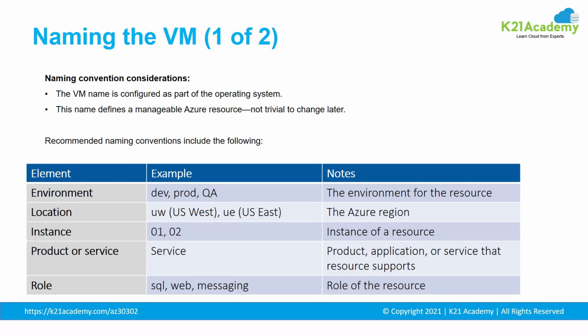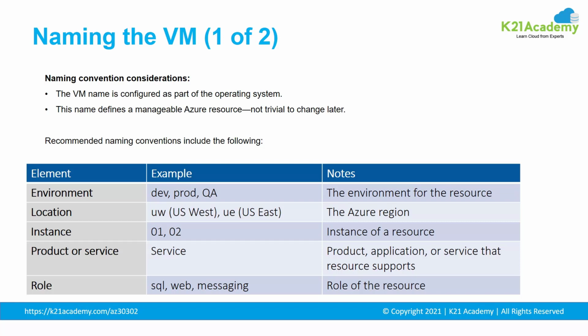That means that you should choose names that are meaningful and consistent, so you can easily identify what that VM does. A good convention is to include the parameters that you see on the screen right now. So include environment, like is it a dev, prod, or a QA VM? What is the location? The instance numbers, maybe you have multiple instances that are behind a load balancer or you have a backup. So you give proper numbering. You might have a dev in US West 01, then 02.